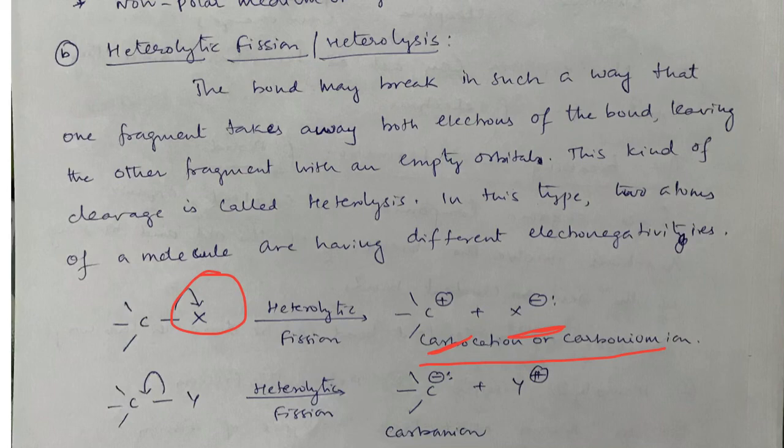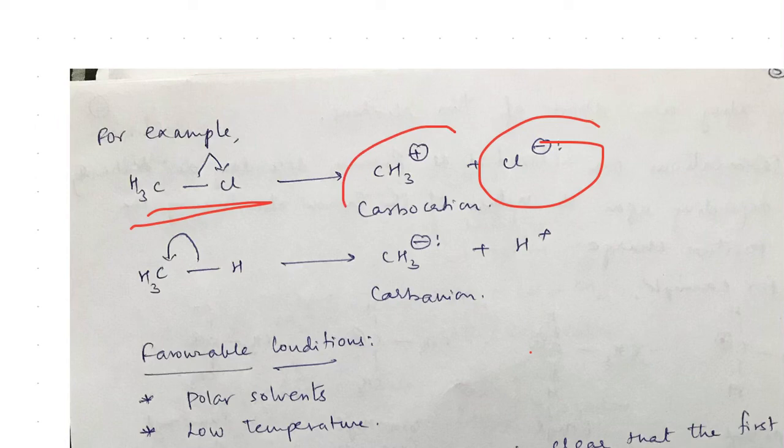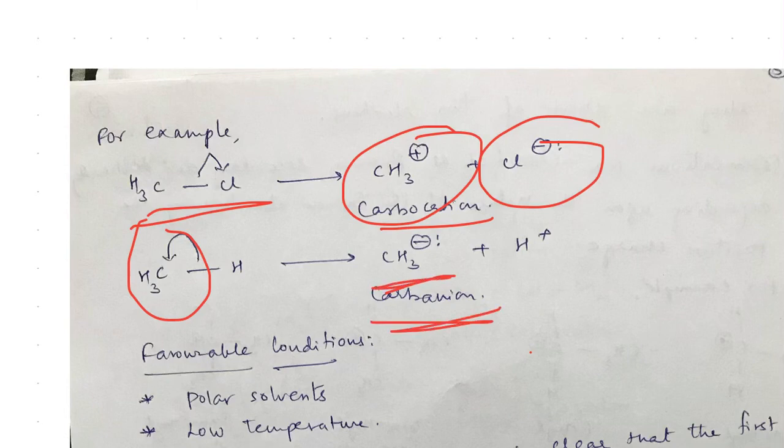Now if we break this bond but here C is more electronegative, then C gets the negative charge. Carbon with a negative charge is called a carbanion, right? So heterolysis means the two atoms in a molecule have different electronegativity, and when you break the bond, it gives ions. If the positively charged ion is on the carbon, it is called a carbocation or carbonium ion. If the negatively charged ion is on the carbon, it is a carbanion. For example, in CH3Cl, chlorine is more electronegative, so it gets the negative charge and the positive charge is on carbon, called a carbocation. Here carbon is more electronegative, so carbon gets the negative charge, called a carbanion. Favorable conditions are polar solvents and low temperature. These are the two favorable factors, right?